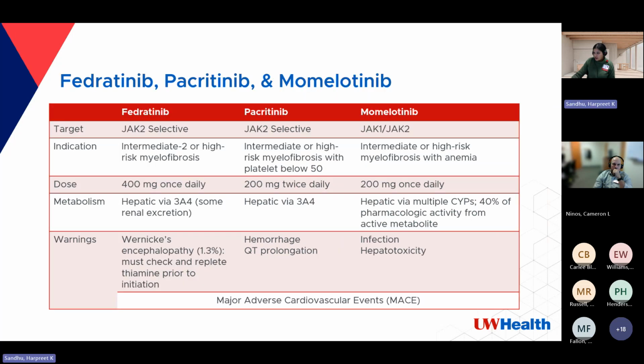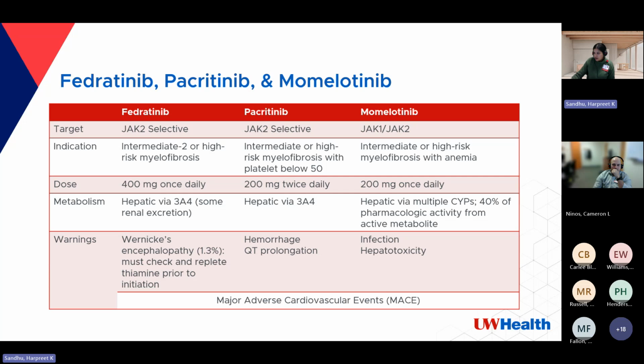Now the other three agents: fedratinib, pacritinib, and momelotinib. Fedratinib is a JAK2 selective inhibitor used in myelofibrosis. It's dosed at 400 milligrams once a day. All of these are hepatically metabolized via CYP3A4, with fedratinib having some renal excretion as well. Fedratinib carries a warning for Wernicke's encephalopathy, and so we must check and replete thiamine prior to initiation, and that is built into the treatment plans.